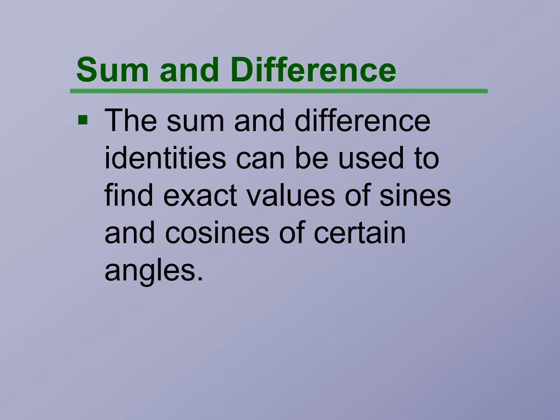All right, so this is how we use the sum and difference identities. We use them to find exact values of sines and cosines of certain angles. So essentially, if you can take the number that they gave you for the angle and rewrite it as a sum of two special angles, then we can find the exact value of the original angle that they gave us.